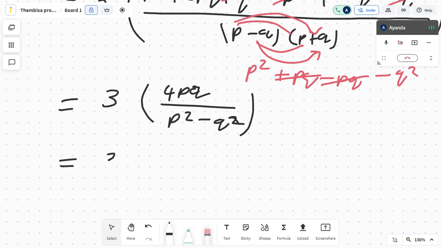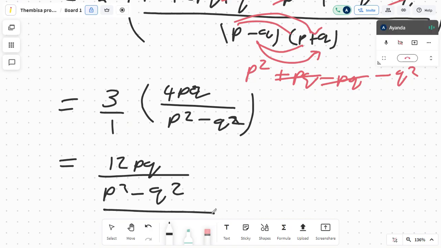So this is, remember, 3 can be written as 3 over 1. So 3 times 4pq gives us 12pq. And 1 times (p² − q²) is just p² − q². And that's our final answer.